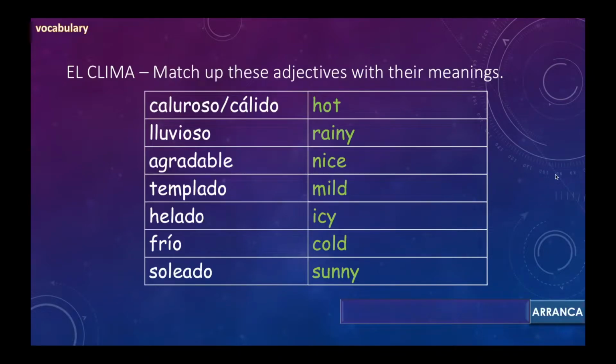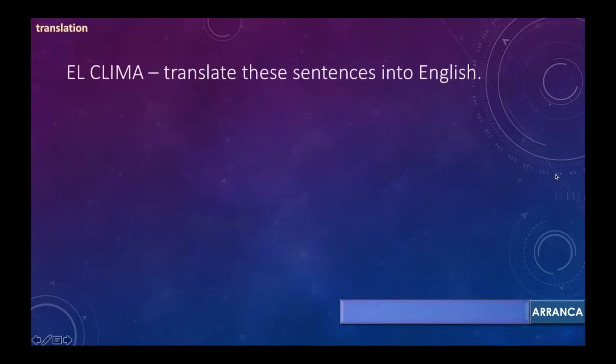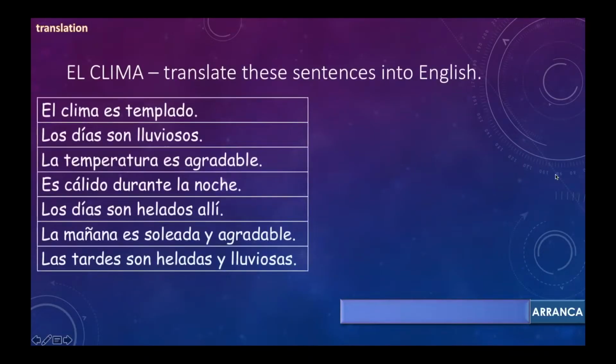Let's continue. Now we have some sentences in Spanish. El clima es templado. Los días son lluviosos. La temperatura es agradable. Es cálido durante la noche. Los días son helados allí. La mañana es soleada y agradable. Las tardes son heladas y lluviosas. So your mission is very simple. You need to translate these sentences into English. And of course, you have to use the vocabulary that you have just learned. You must have your dictionary ready with you. Off you go.